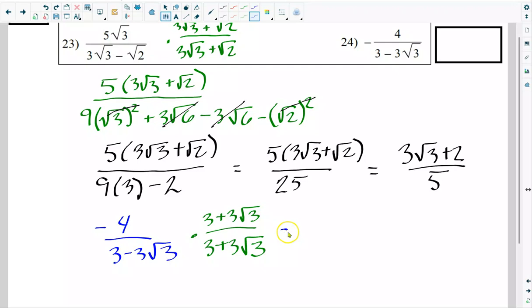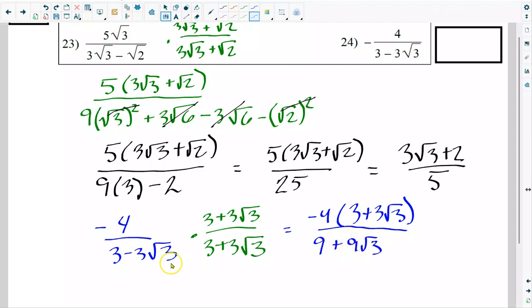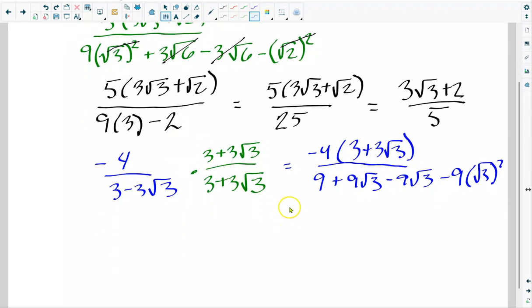So let's go back to blue. So we got -4. Hello. -4. We'll deal with that at the end. That's our focus down here. Let's FOIL. We got 9 plus 9 square root of 3 minus 9 square root of 3 and minus 9 times the square root of 3 squared.